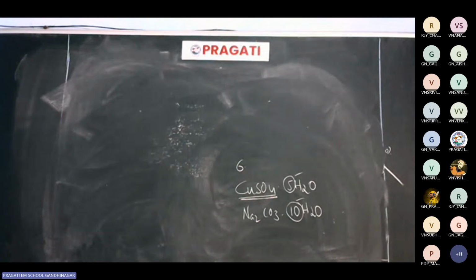Okay. Water of crystallization, next, plaster of Paris and gypsum. These are the most important questions from acids and bases.